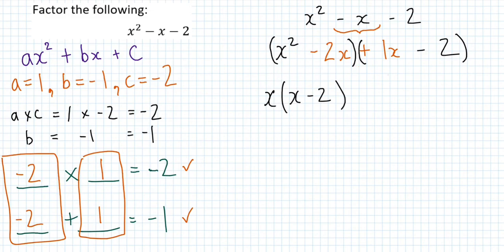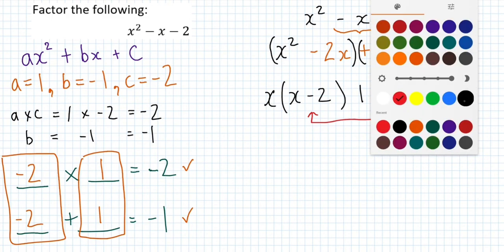So the second bracket here is already factored. We can't pull anything out. So we just pull out a 1. And that'll give us x minus 2. Now, we need to pause here and look for something. Are the contents of the two brackets the same? Yes, they are. So we know we're on the right track.